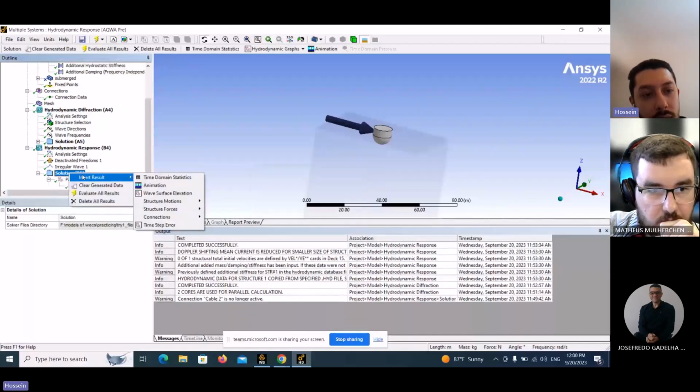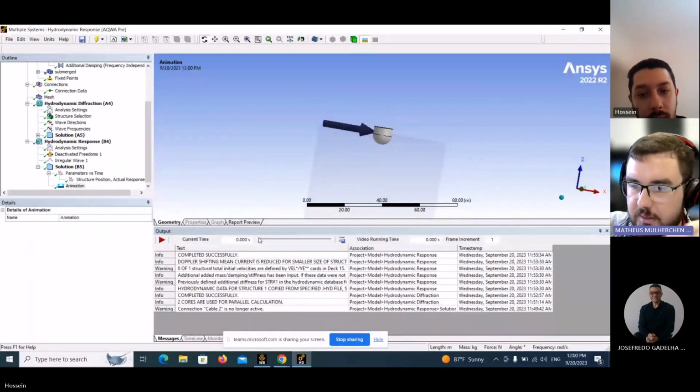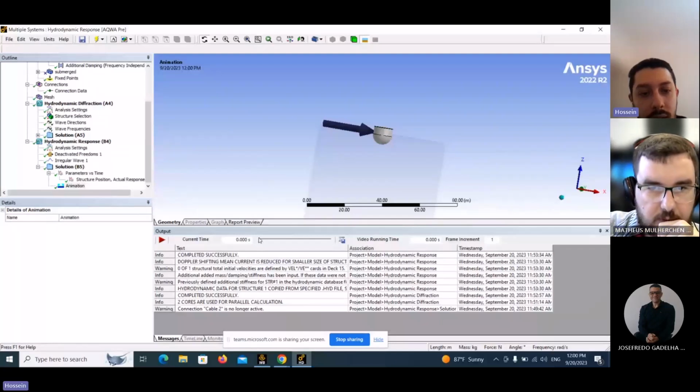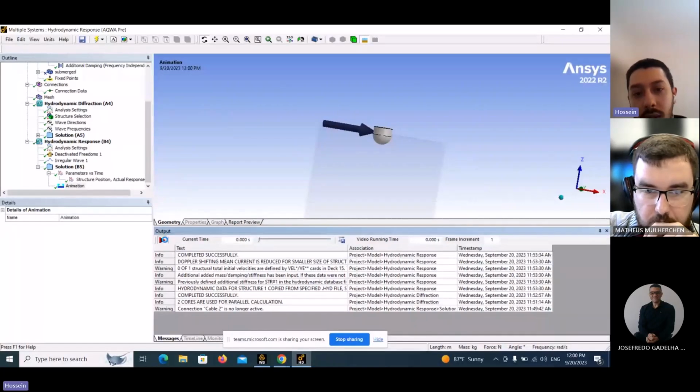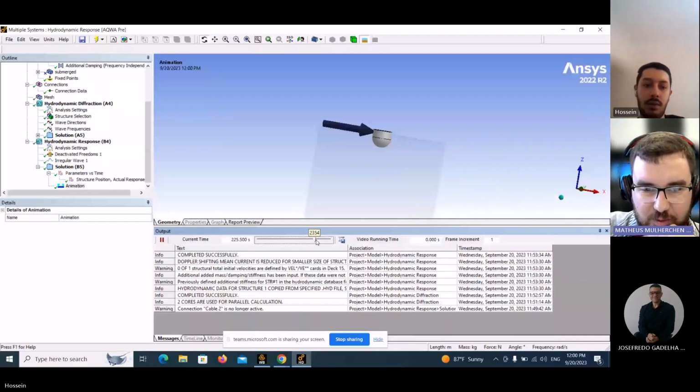On the solution, click on insert result and then animation. And the duration of the animation is set inside the analysis settings, right? Yes, you can see it on the playing, and you can see the motion of your structure during the 300 seconds. The screen for us is a little bit bugged out. We can't see the animation you're playing, but I got the idea. That's no problem.